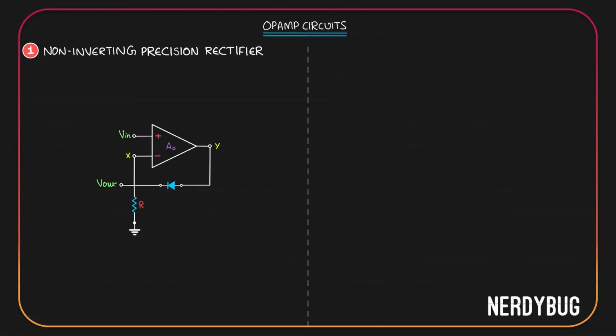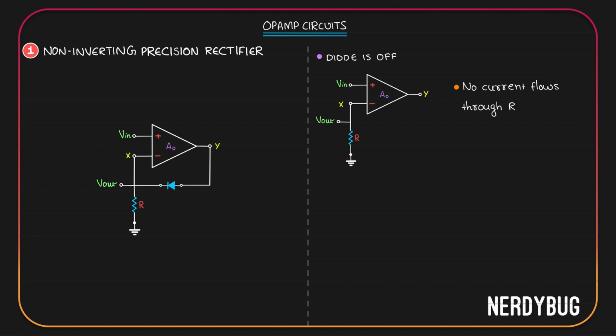Let us see how this works. We have two options. One is when the diode is off. In that case, the circuit will be open over here and there will be no connection between Y and Vout. The circuit will look like this. Clearly, there is no feedback. Zero current will flow through R. Why? Because the only way some current can flow through R is through the terminal of the op-amp, which is not possible. So current through R is 0. That means potential across R is 0. Potential across R is our output. Output will be 0.